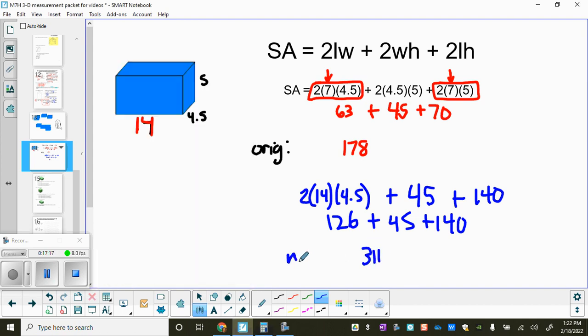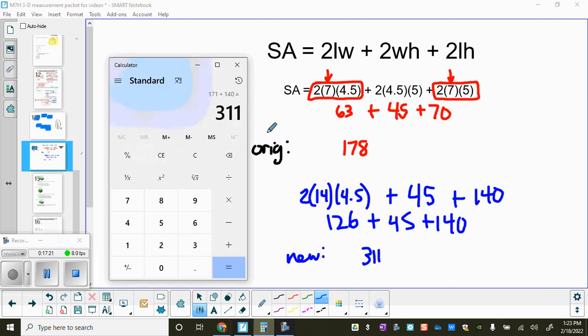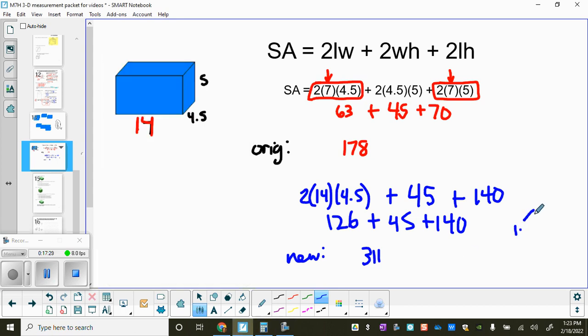All right, and this is the new one. So if I want to compare the new to the old, I can really just divide the new one by the old one. You could see that it's like 1.7 times as much. And there would have been no way to calculate how much more this grew other than to say, all right, here's my original surface area, here's my new surface area.